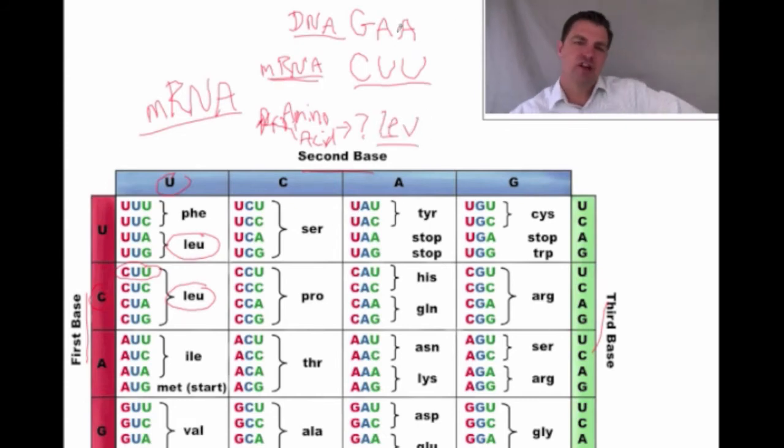Now, what happens if you have a mutation? Mutation, again, is any change in the DNA. And I mentioned somewhere along the line that you could change the DNA, and sometimes that's good, sometimes that's bad, and sometimes that doesn't do anything. So, for example, imagine if there was a mutation that made that a C instead, then I have GAC. So my mRNA would not end in a U anymore, that would be a G. So I would have CUG.